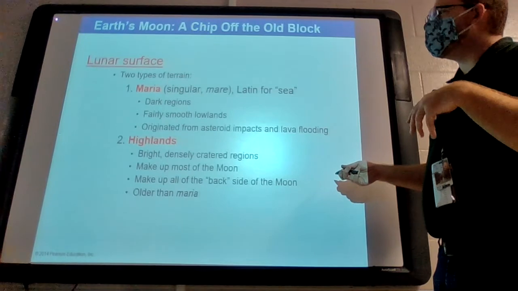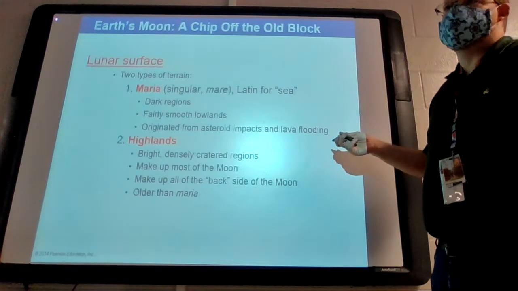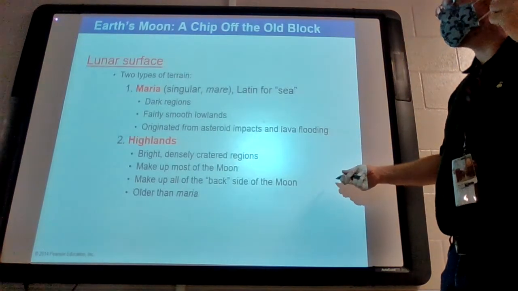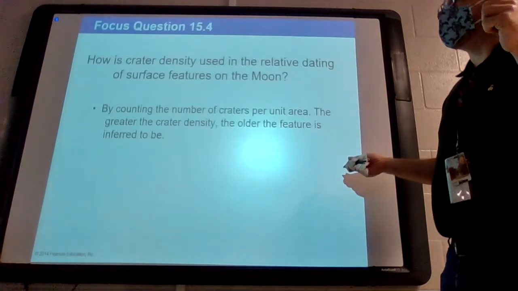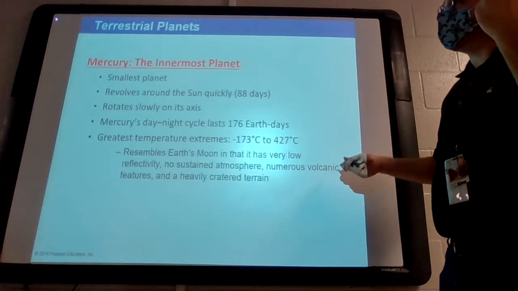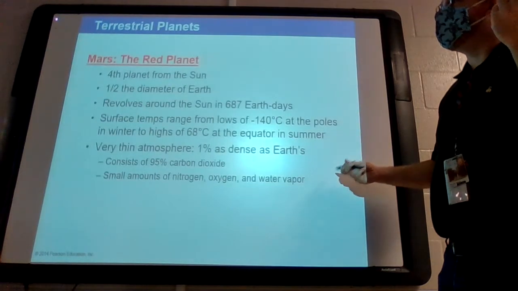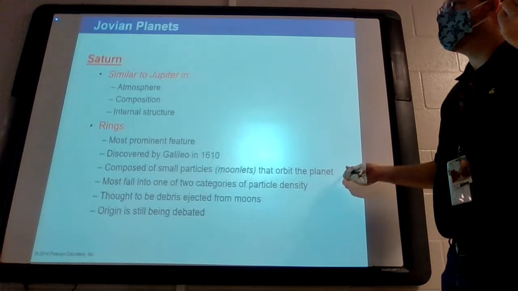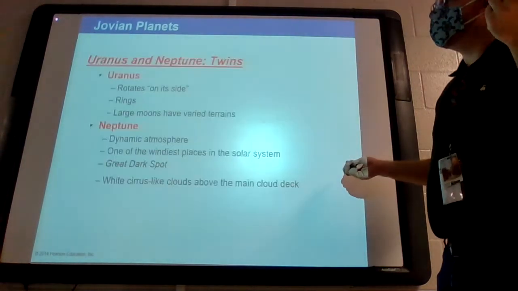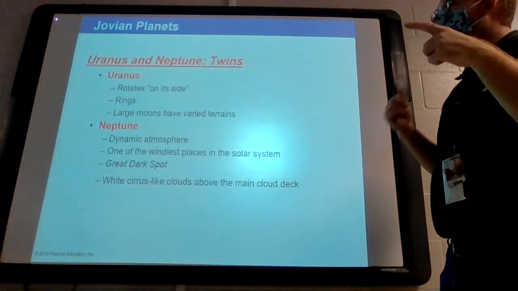And then we get to the moon. We talk about the moon because it's the closest thing to us. It's very important for us. Then we go to the other planets: Mercury, Venus, Mars, Jupiter, Saturn. And then at the end, Uranus and Neptune.